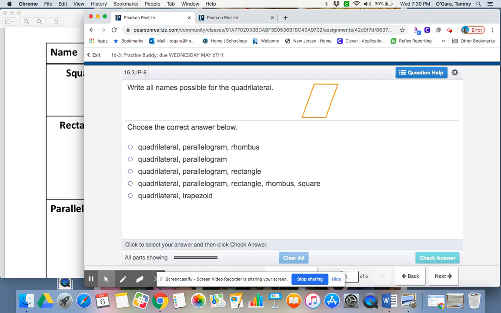So the first one, write all the names possible for the quadrilaterals. And that's the tricky part about quadrilaterals, is they can be more than one name depending on their characteristics. So looking at this picture here, I am noticing that it is a quadrilateral because it has four sides. I'm also noticing that with the four sides, these two sides are parallel to each other and the same length, and that these two sides are parallel to each other. I don't see any right angles in this shape here, so I'm going to use those characteristics to figure out which ones they are.